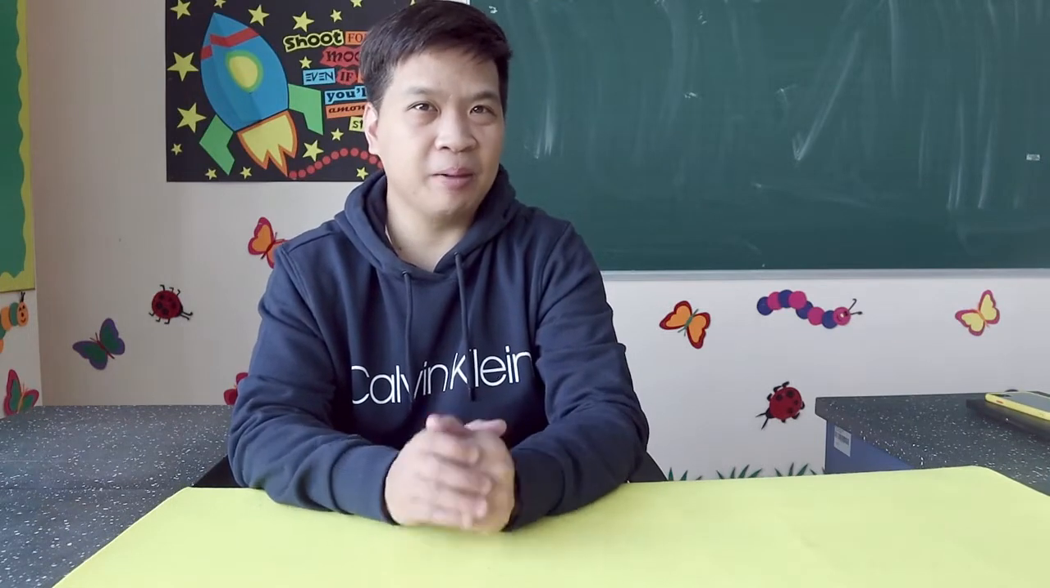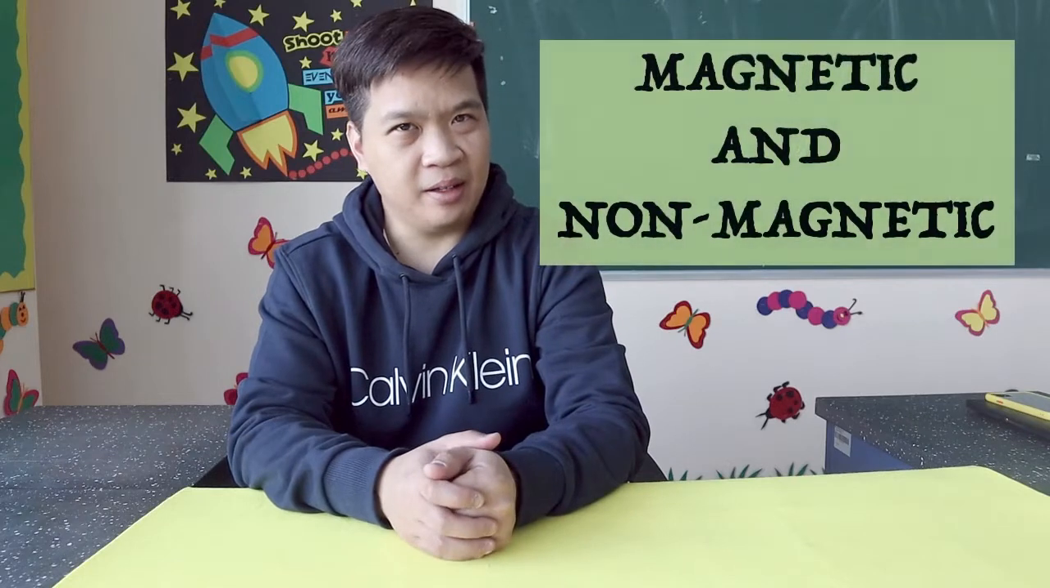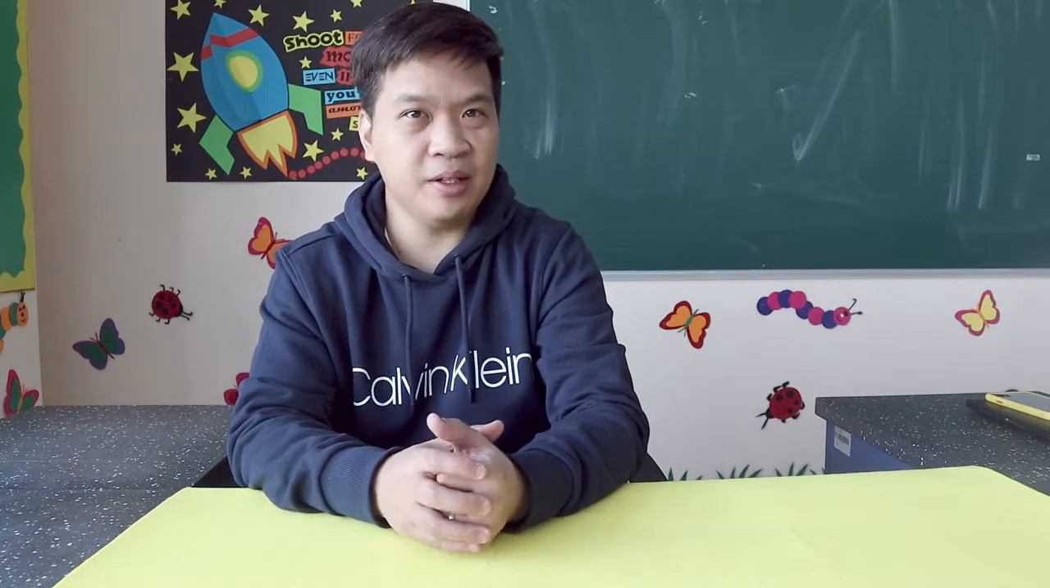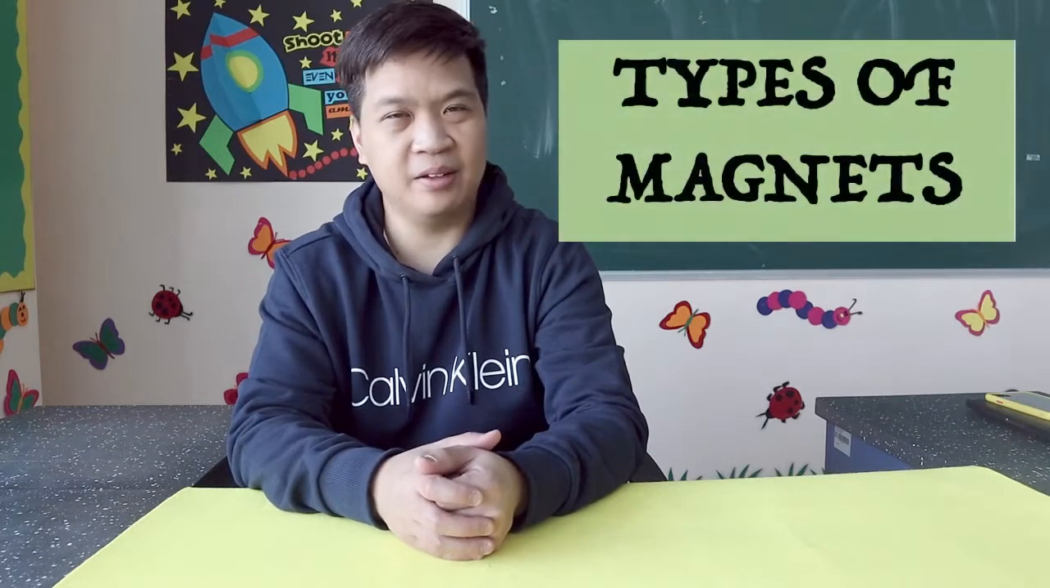But before we do that, let's have a review. What did we learn last week? Right, we learned about magnetic and non-magnetic. What else did we learn? We also learned about the different types of magnet, right?